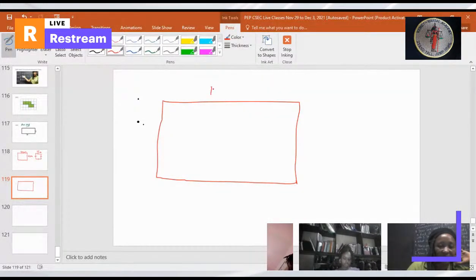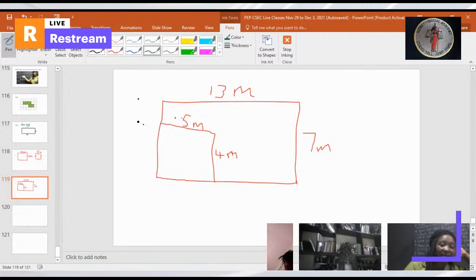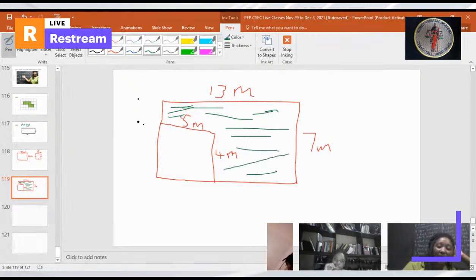Okay, so this is 13 meters and this is 7 meters. Okay, and this is 5 meters and this is 4 meters, 4 meters. And this part that I'm shading here, the outside parts, they want the area of that. They only want the area of the shaded green part. How would we find that?